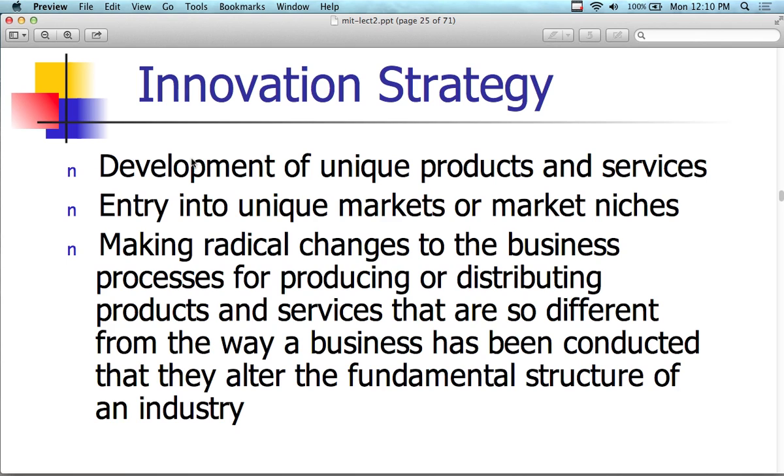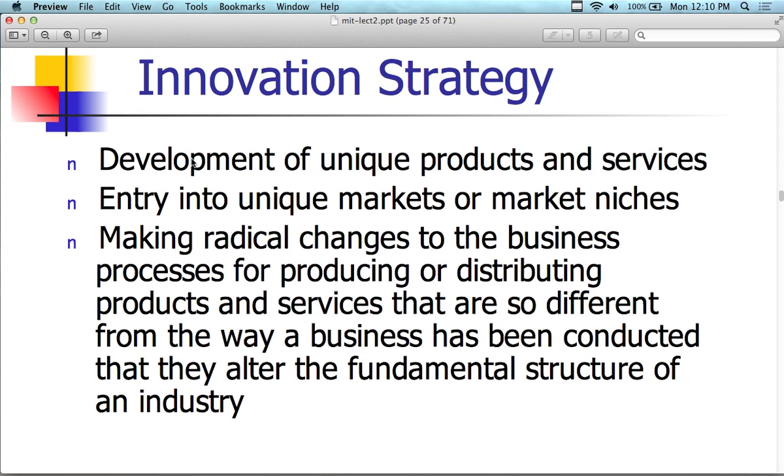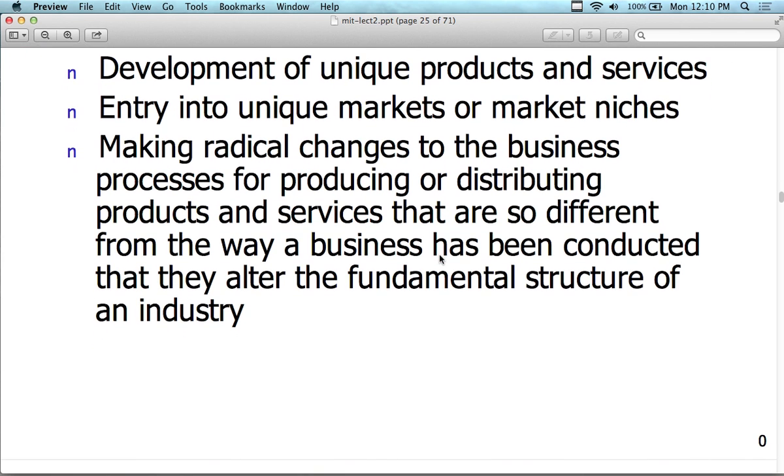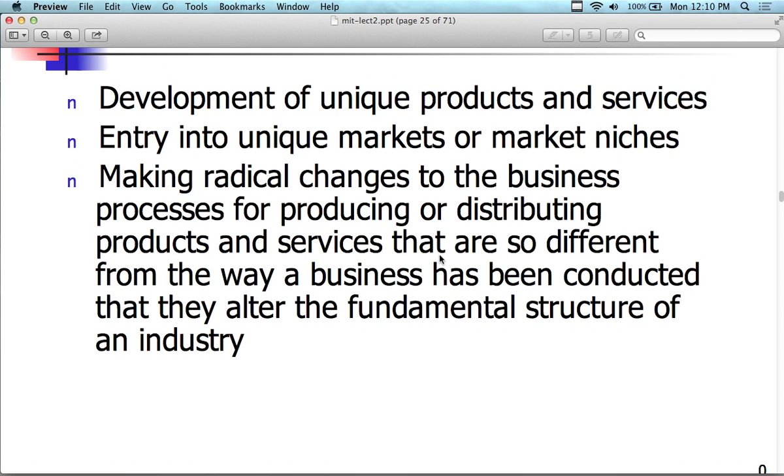Anyway, innovative strategies as well. That's another way a company can use, and I talked about that as well. Developing unique products and services, being innovative, coming out with a brand new product, entry into the unique markets or market niches, making radical changes to your business processes, and then producing or distributing products and services that are very different than before. That would be the case that I gave you with the voice over IP.